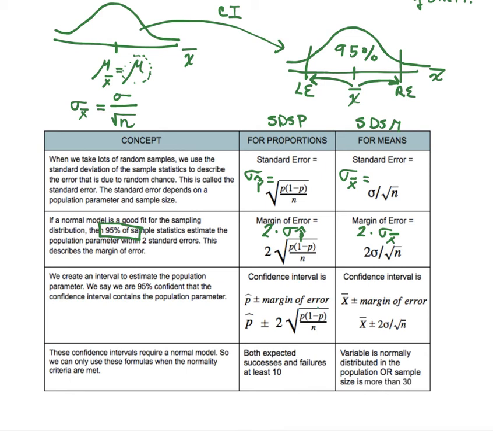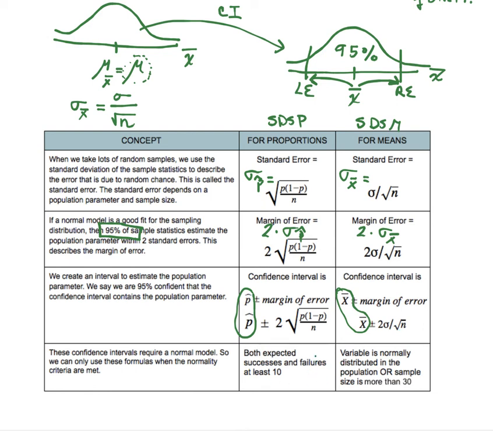So to get the endpoints of your interval for a proportion, you start at your center value, p hat, add and subtract either one margin of error or 2 times the standard error. For our confidence intervals for means, we start at our sample value, x bar, and then again, either add or subtract one margin of error or 2 standard errors.